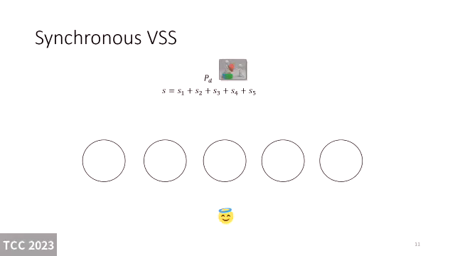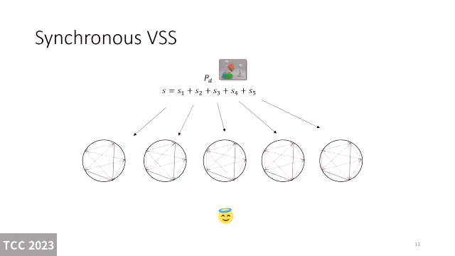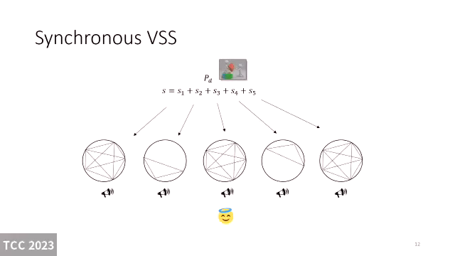The dealer will split the secret into 5 parts and will send each share to all parties in each sharing set. The parties will then exchange these among themselves to check if they've received the same value, and they'll broadcast the results of these exchanges. The parties then construct consistency graphs where a node in the consistency graph is a party and an edge between 2 nodes indicates that the 2 parties received the same value.